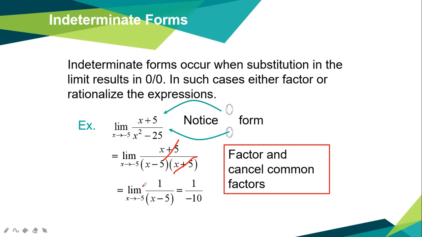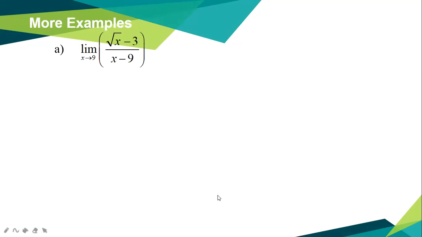So now we have the limit of 1 over x minus 5 as x approaches negative 5, which is equal to, substituting the value of negative 5 into the given function, 1 all over negative 5 minus 5, which is negative 10. Okay? So we have 1 over negative 10, or negative 1 tenth.